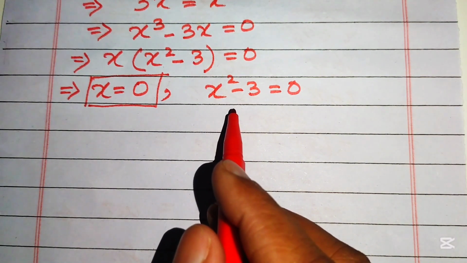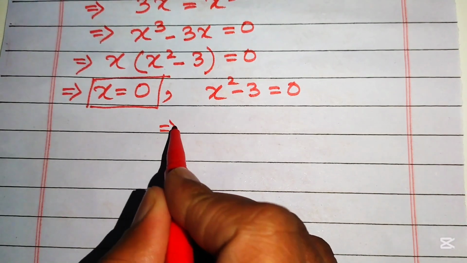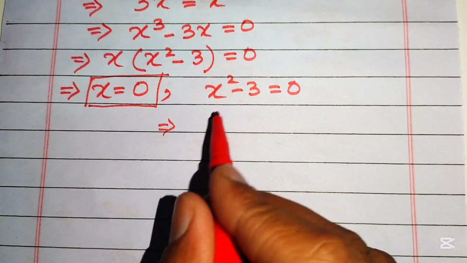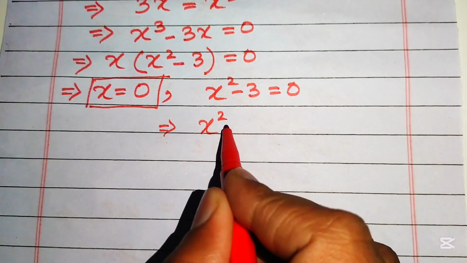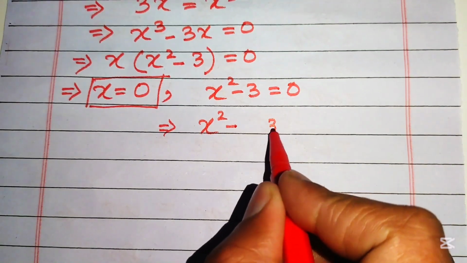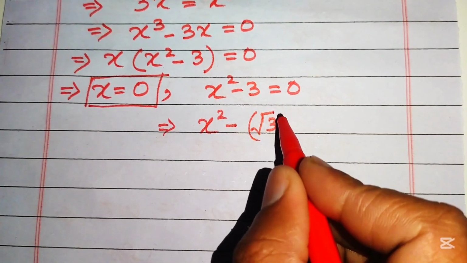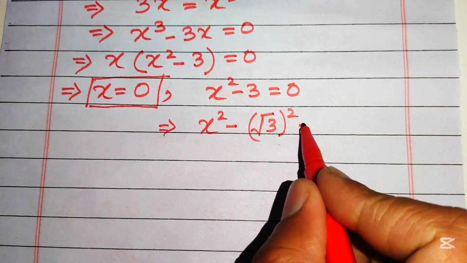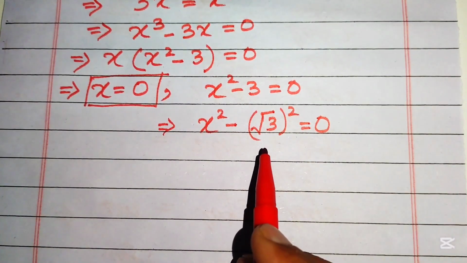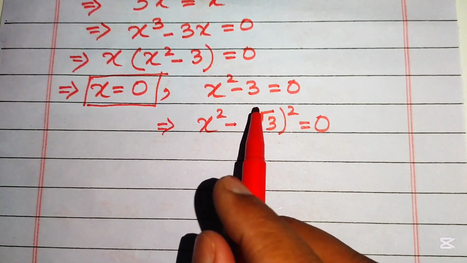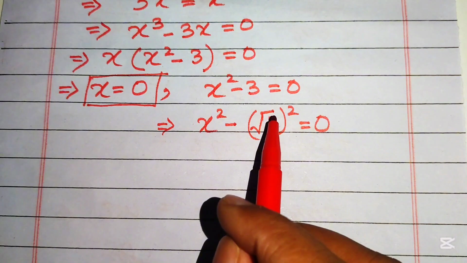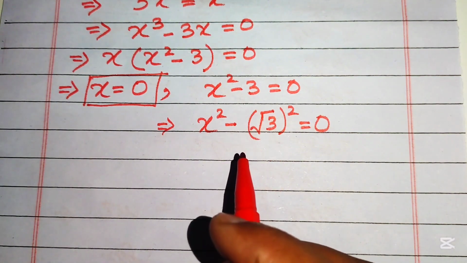So this is the pure quadratic equation, and now here we rewrite this equation as x squared minus, we write this 3 as square root of 3 and its whole square, this is equal to 0. It means that here at the same time we just take a square root and square at the same time on the value of 3.